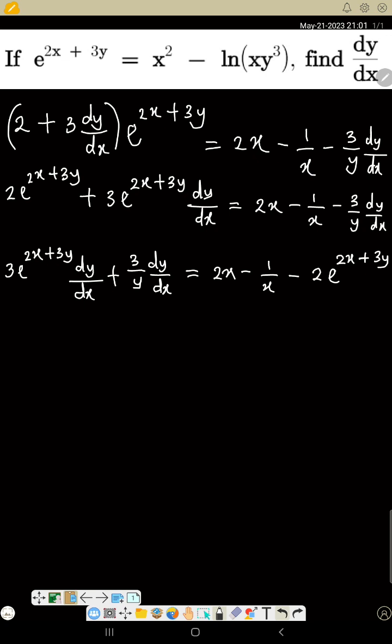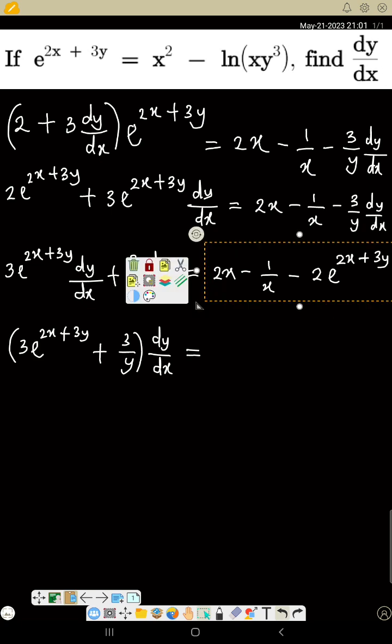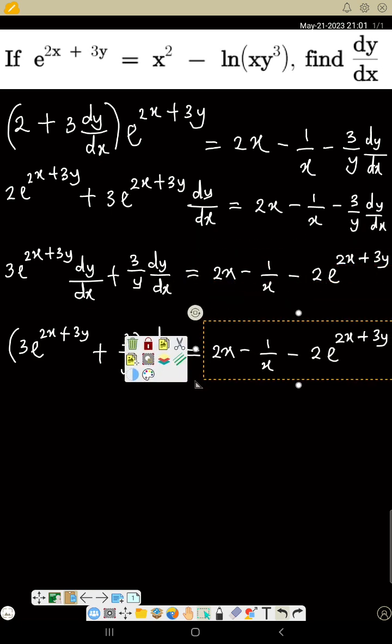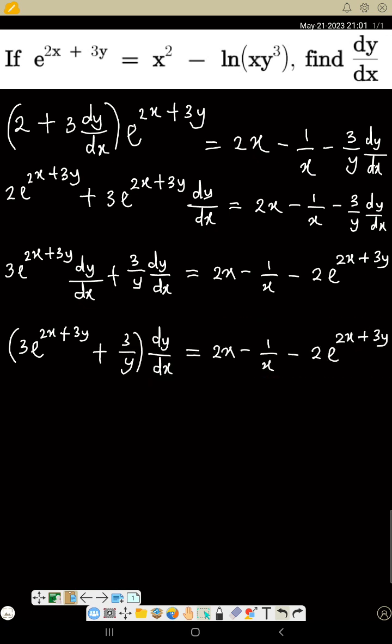Like that. So we bring the dy ds to one side. So the dy ds is common to both sides. So this will become 3 e raised to power 2s plus 3y, then plus 3 over y dy over ds. So it is equal to everything here. So it's equal to this.